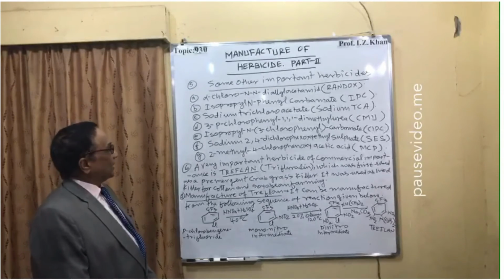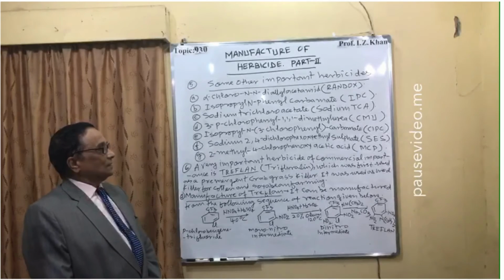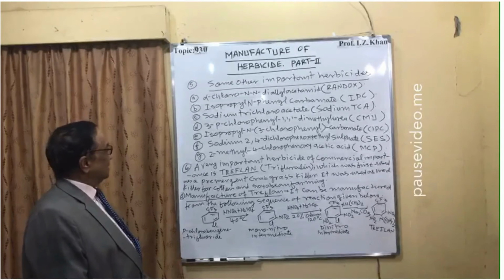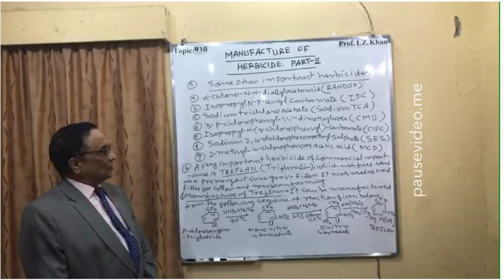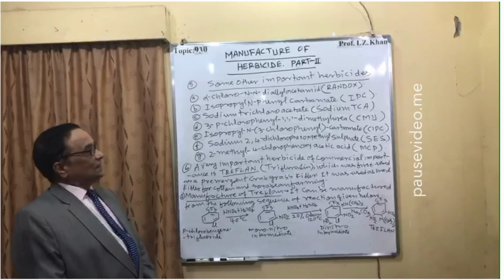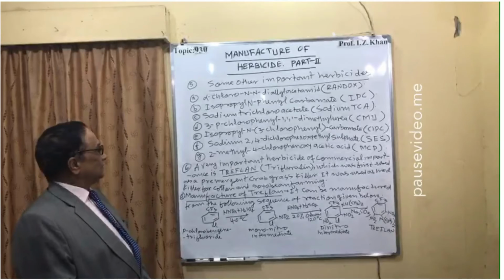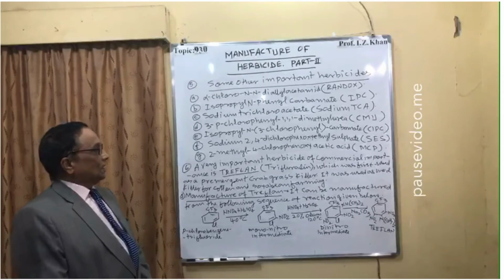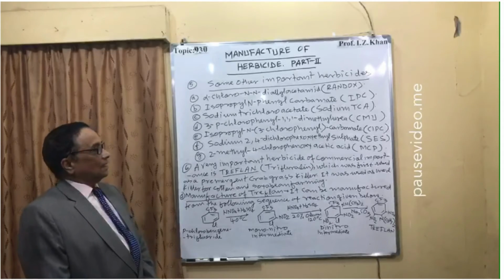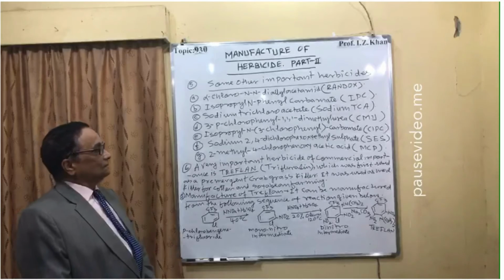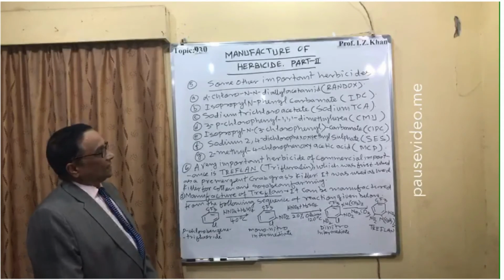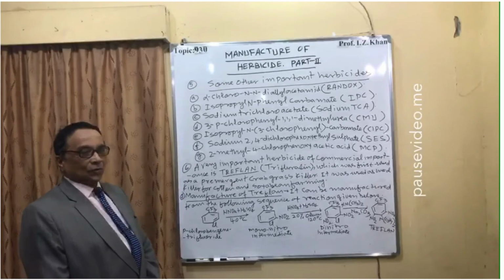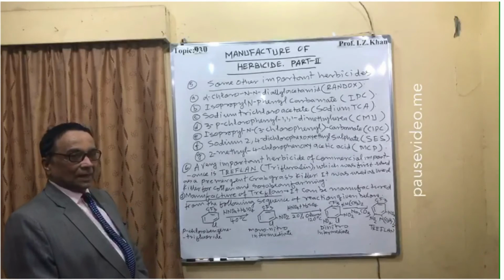D, 3-parachlorophenyl-1,1-dimethylurea. It is also known as CMU. E, isopropyl 3-chlorophenyl carbamate. It is called CIPC. F, sodium 2,4-dichlorophenoxy ethyl sulfate. It is called SES. G, 2-methyl-4-chlorophenoxy acetic acid, that is MCP.